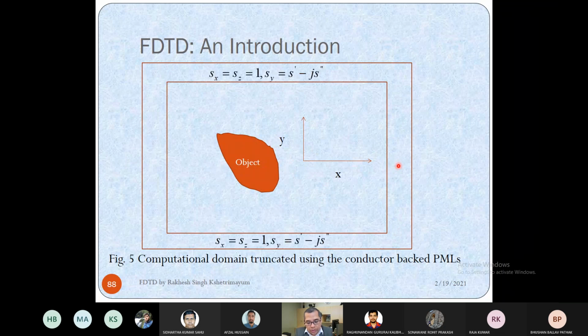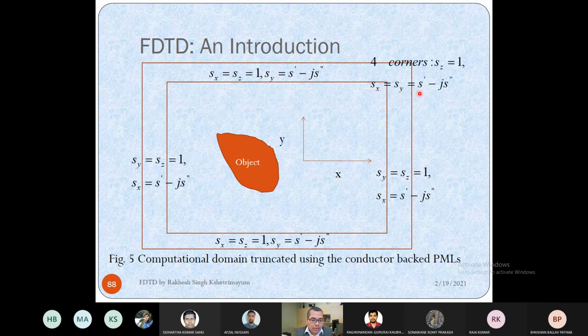Then once the wave enters this PML layer, I want to attenuate the wave. If I want wave attenuation along the y-axis, then I just take the scale factor as S' minus jS''. The imaginary part is negative, so this will attenuate the wave along this direction. If I want wave attenuation along the x-axis direction, I just take the scale factor S' minus jS''. So Sx is S' minus jS''. The imaginary part is negative. What happens to the corners? Corners will have waves propagating from the x-axis as well as from the y-axis. So there we need to take the scale factors Sx and Sy as S' minus jS''. So all the corners will be taken care of.